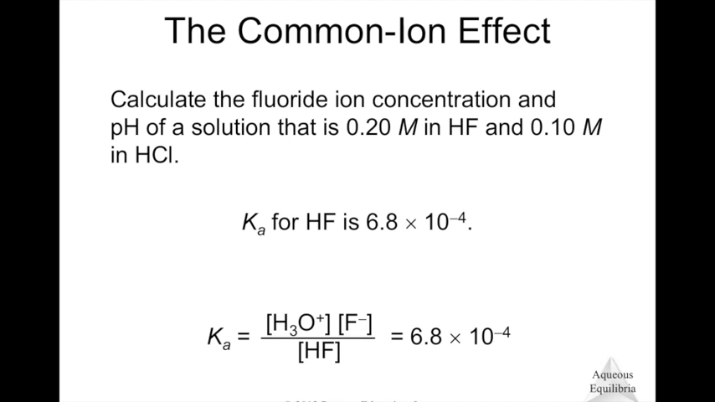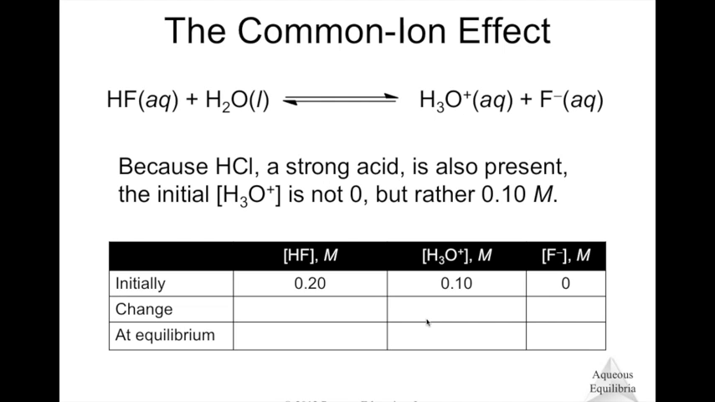So for example, calculate the fluoride ion concentration and pH of a solution that is 0.2 molar in HF, hydrofluoric acid, and 0.1 molar in HCl, so it's already got some acid in there. The Ka for HF is 6.8 times 10 to the minus 4. So we take a look at our standard acid dissociation expression. You've got your H plus, your F minus, and the initial concentration of the acid, and we set that equal to our Ka value.